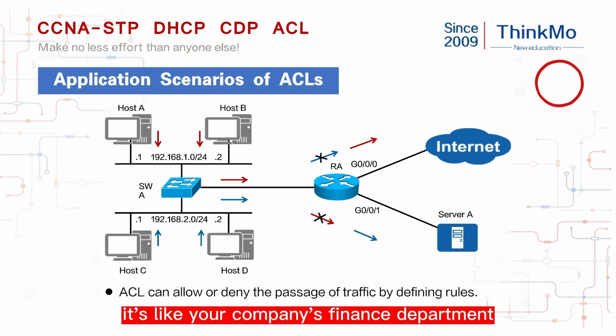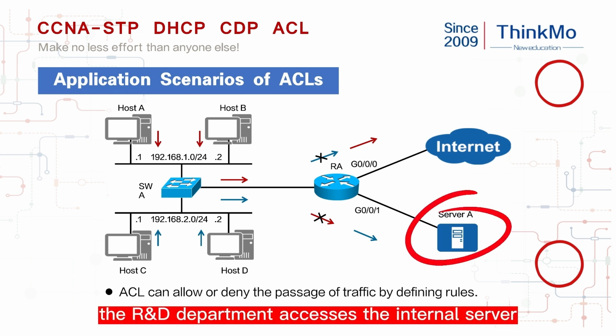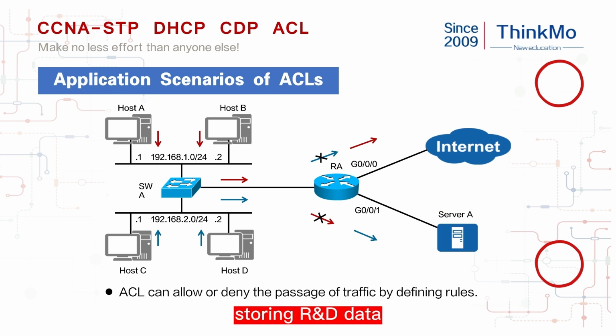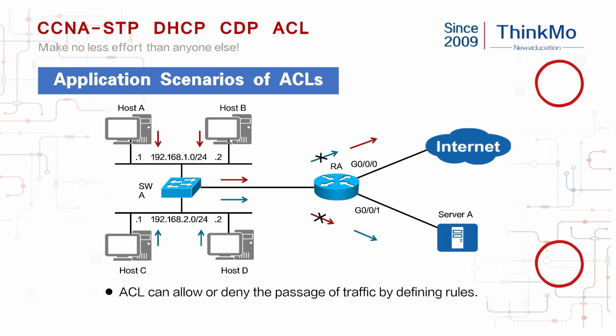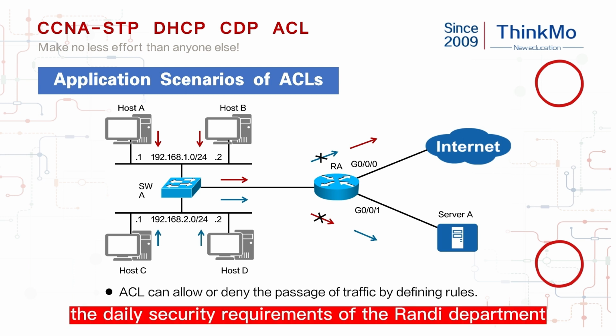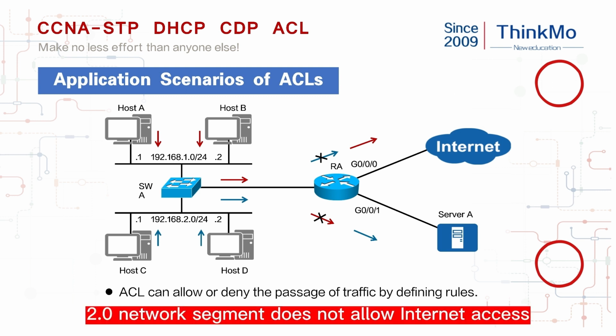It's like your company's finance department, and this is the R&D department of your company. The R&D department accesses the internal server storing R&D data. Then other departments of the company do not have the right to access. The daily security requirements of the R&D department are relatively high. Some devices cannot be directly connected to the internet. Therefore, the planned 2.0 network segment does not allow internet access.